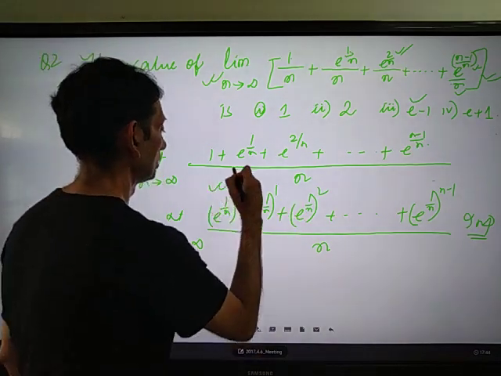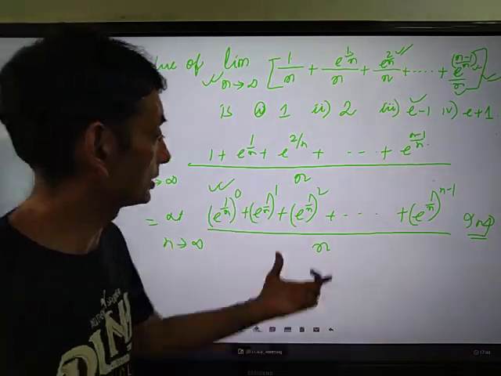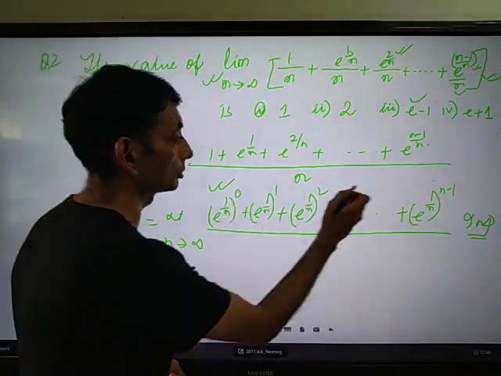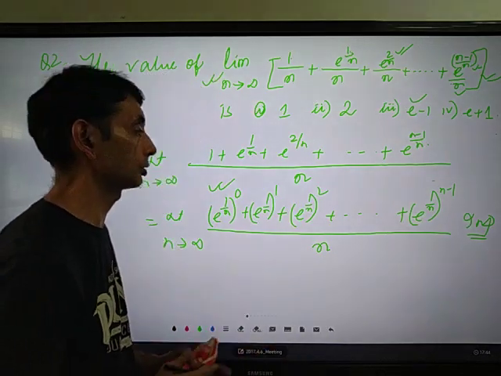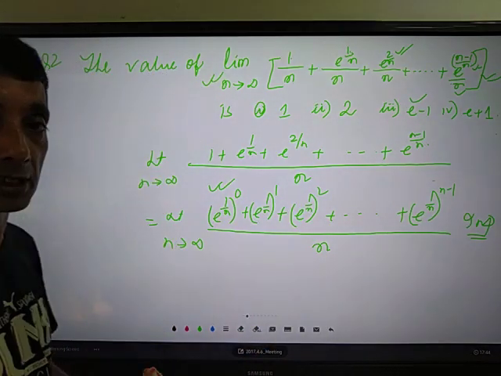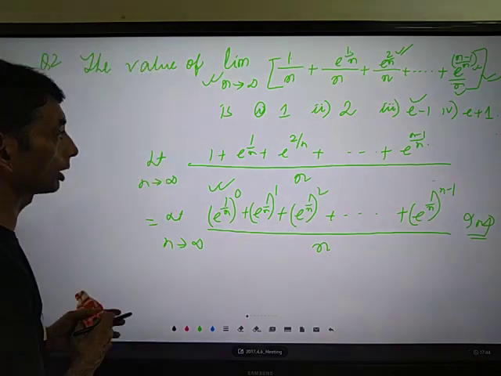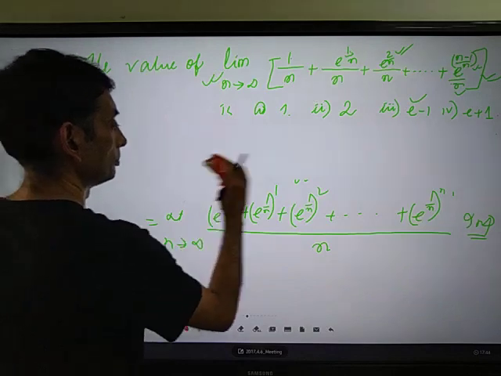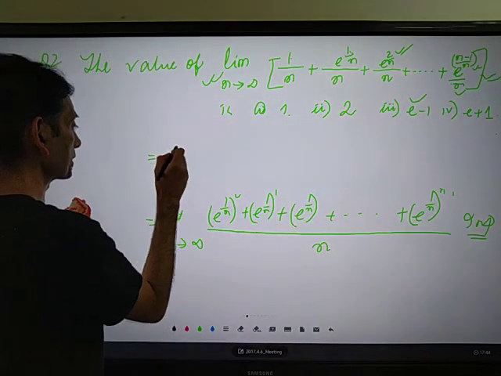this particular series is a GP series. How many terms are there? From 0 to n minus 1, so it has n number of terms, and we know the sum of the GP series. We are just going to use that expression. What is the sum? So you can write this expression like that.